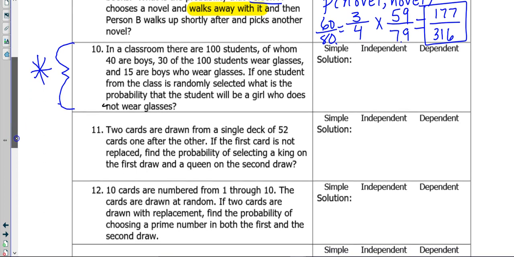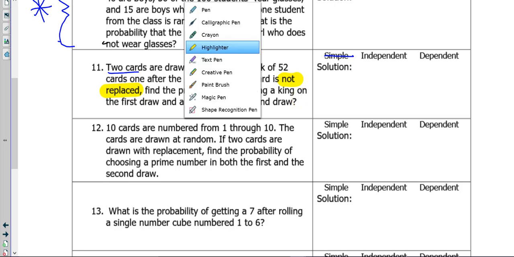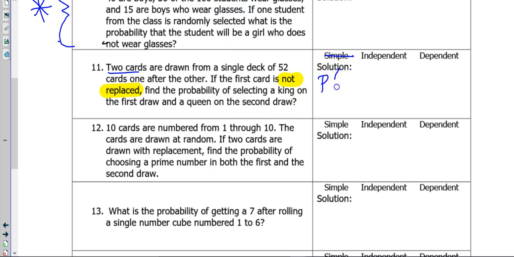Let's move on to number 11. Number 11, 2 cards are drawn from a single deck of 52 cards, one after the other. So we know it's not simple. We've got 2 cards. The first card is not replaced. Okay, so that's important too. Not replaced. We're going to find the probability of getting a king and then a queen. All right, so the probability of a king and then a queen. So for the king, hopefully you guys know that in a deck of cards we have 4 kings. So 4 out of those 52 cards are kings.